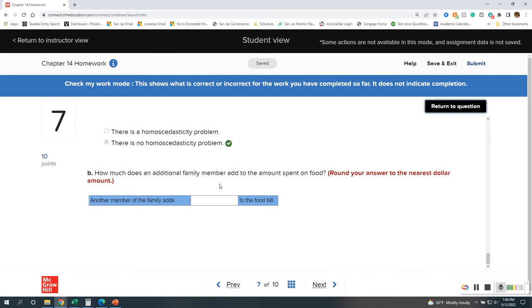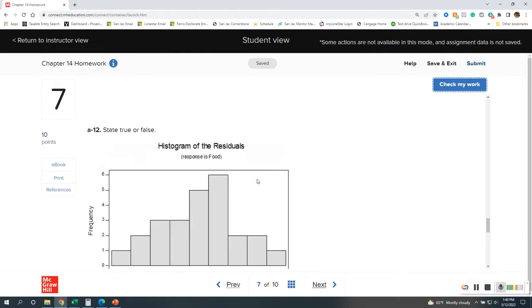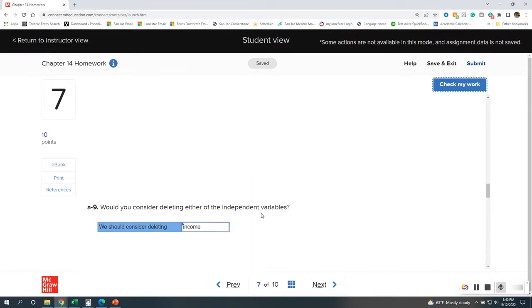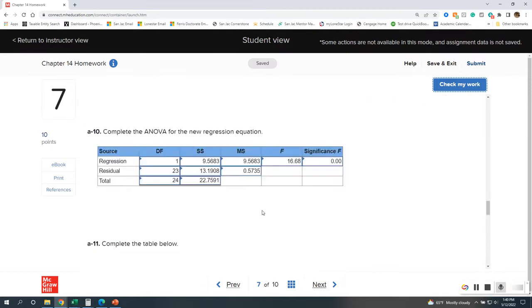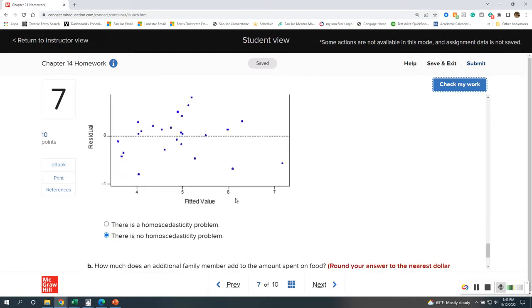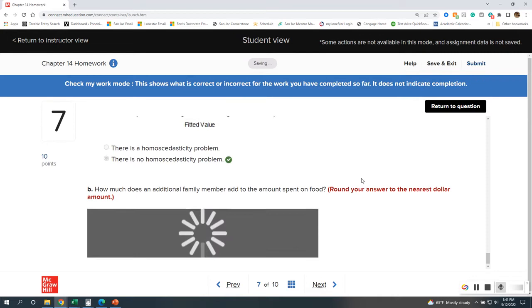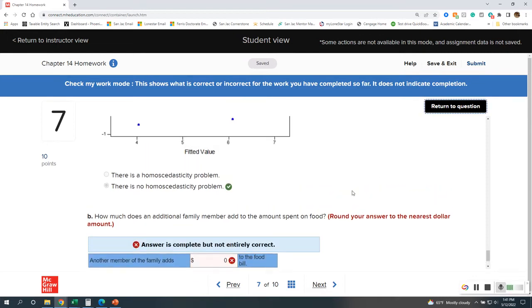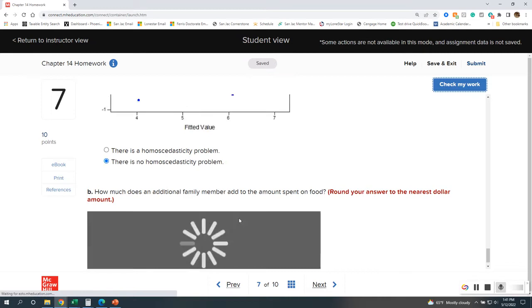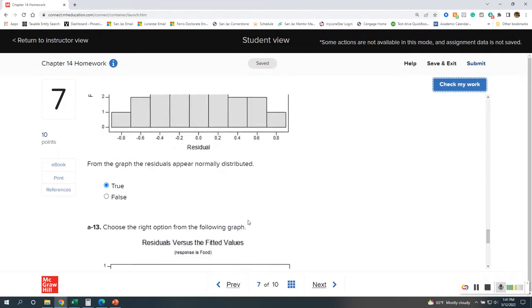Alright. How much does an additional family member add to the amount spent on food? So, if we add a size to our slope, it will add 0.3629. Then actually put 0. Oh, let's see. 3629.